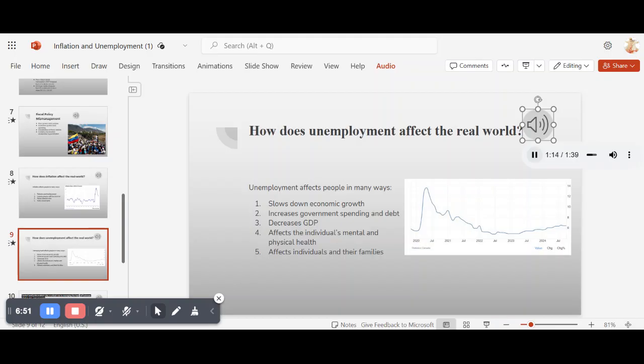The horizontal axis shows the year from 2020 to 2024. The vertical axis shows the unemployment percentage rate. In 2020, the rate went from less than 6% to almost 14%, more than double. The unemployment rate has been at 6.5% since October 2024.